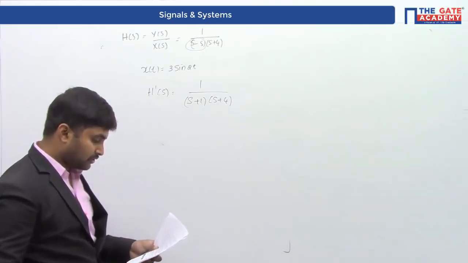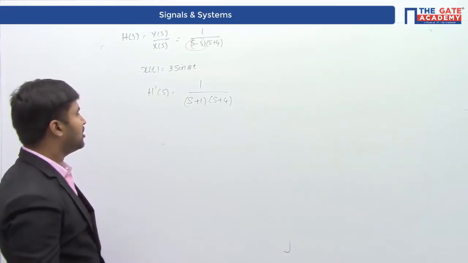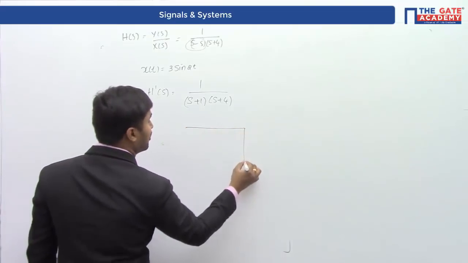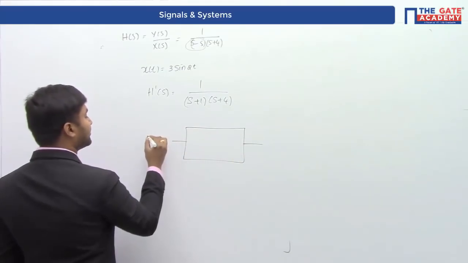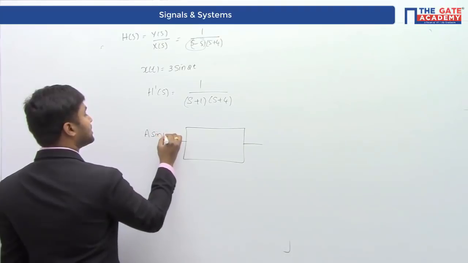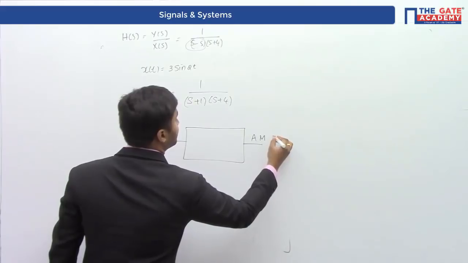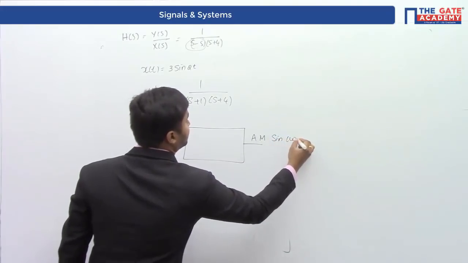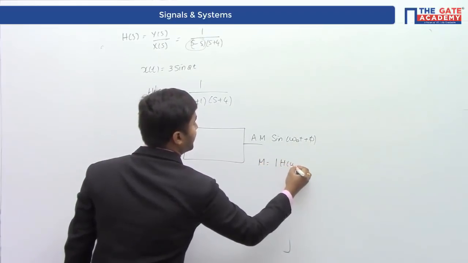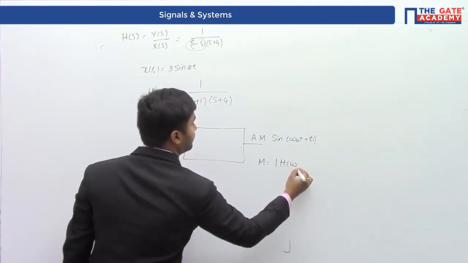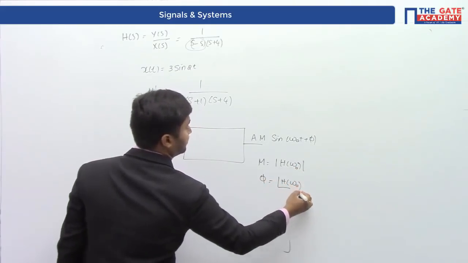So in this case, I wanted to find out the output of the system. One thing that is very, very important in the GATE examination is the response of an LTI system for a sinusoidal input. Whenever you are giving any sinusoidal input, A sine omega naught t, the output of the system is going to be A multiplied by M multiplied by sine of omega naught t plus phi, where M is nothing but the mod of H of omega at omega equal to omega naught, and phi is going to be the angle of H of omega naught.